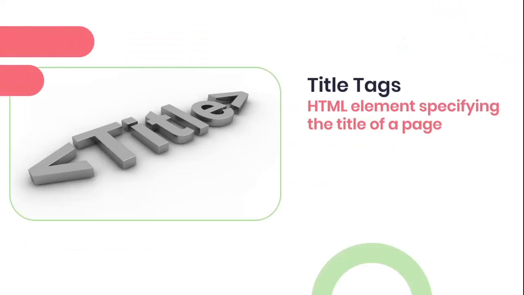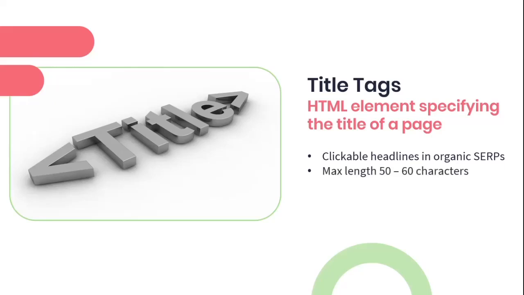Then we have title tags, and a title tag is an HTML element specifying the title of a page. They are obviously clickable headlines that you see in the organic search engine results page, and that's what SERP stands for essentially. They are recommended to be between 50 to 60 characters in length, so the search engine, let's just say Google, doesn't cut it off. All right, very important to ensure you get that right. If your title tags are duplicated anywhere, this will obviously affect your ranking as well.